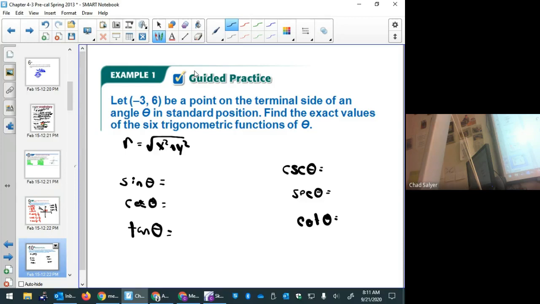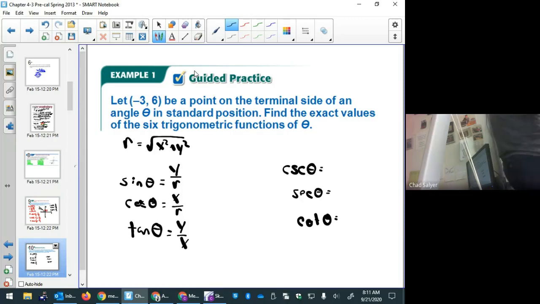Let's give it another few seconds and then we'll discuss it. Okay, so you'll remember that sine is y over r, cosine is x over r, tangent is y over x, and then we can reciprocate those for a good little shortcut to get the reciprocal functions.